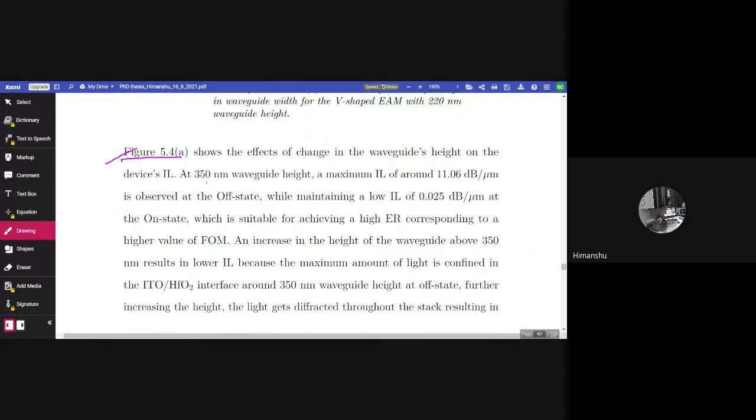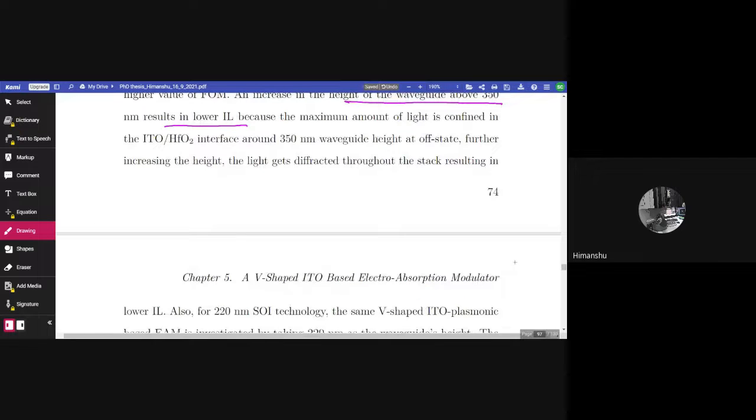Figure 5.4a shows the effect of change in the waveguide's height on the device's insertion loss. At 350 nanometer waveguide height, a maximum IL of around 11.06 dB per micrometer is observed at the off state, while maintaining a low IL of 0.025 dB per micrometer at the on state, which is suitable for achieving a high ER corresponding to a higher value of FOM. An increase in the height of the waveguide above 350 nanometer results in lower IL because the maximum amount of light is confined in the ITO-HfO2 interface around 350 nanometer waveguide height at off state. Further increasing the height, the light gets diffracted throughout the stack, resulting in lower IL.